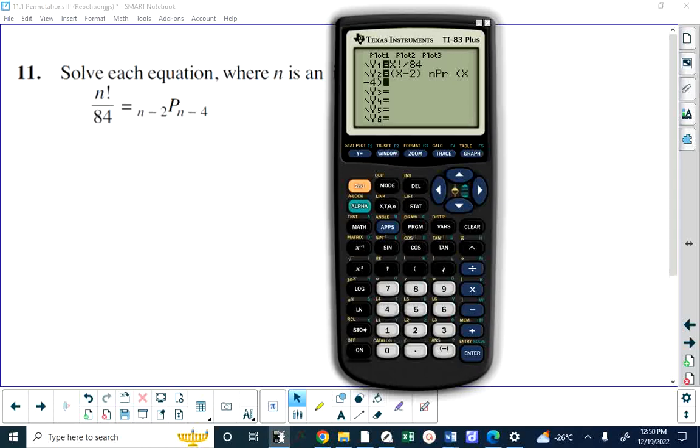Okay. Now, again, you cannot solve these graphically. You're not going to see some kind of graph with permutations or combinations or any of this stuff.